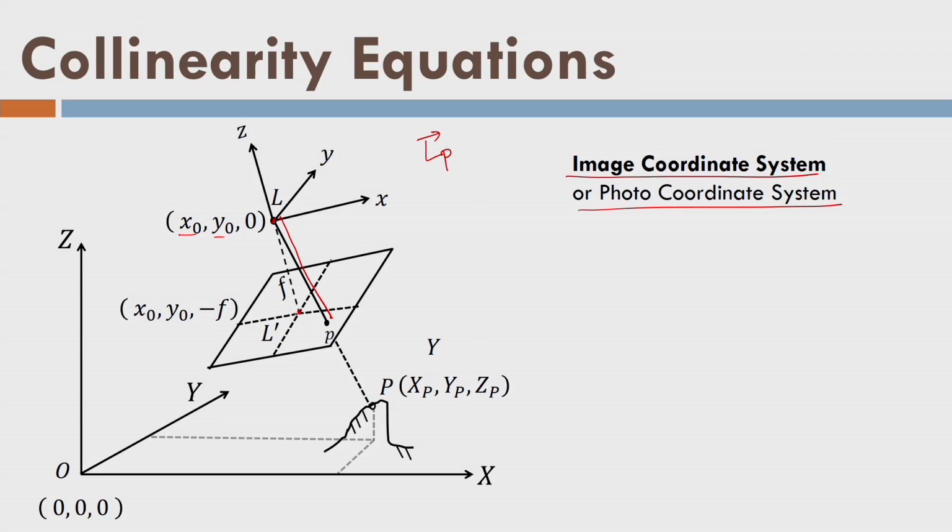So this point L dash, the principal point, will have coordinates x0, y0 and minus f, because it is vertically down with respect to the point L, and this x and y plane is parallel to this image plane. So f automatically becomes the perpendicular distance from the image plane, and so I have the coordinate of L dash as x0, y0, minus f. Now what about the coordinate of point P, which is lying in the image plane? For the point P, it will be xp, yp, minus f.